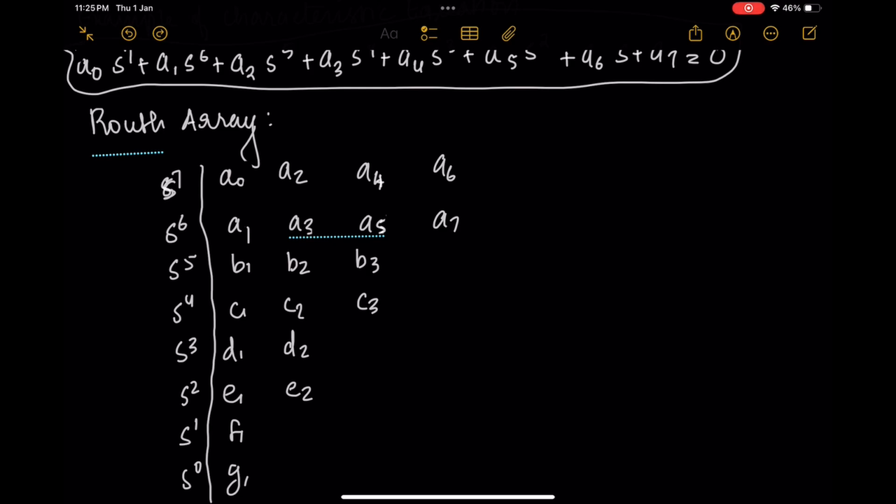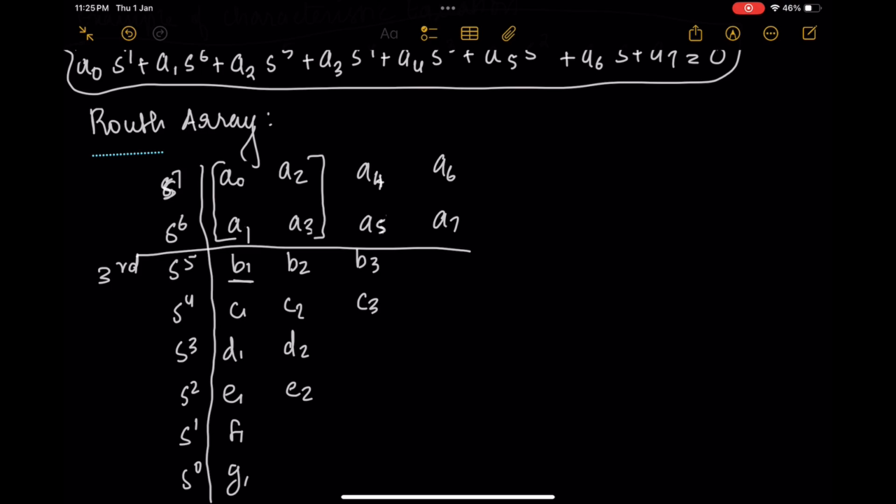Now we have to find the next row, that is the third row. We don't know what the elements of the third row are. In order to find them, we use an equation. In order to find the third row elements, we consider the two rows above it. Similarly, if we are doing it for the fourth row, we will consider the two rows above it. That will be the second row and the third row.